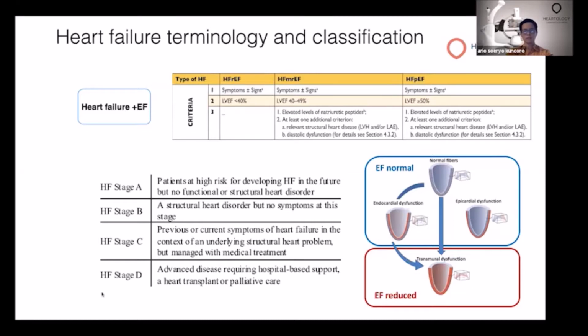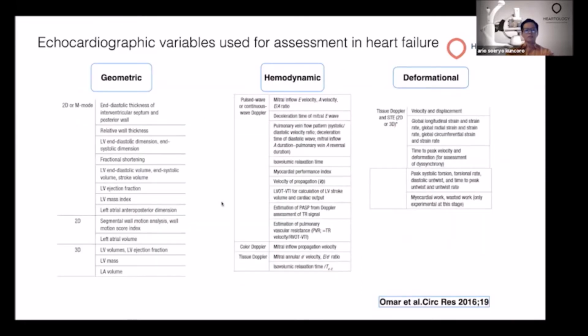And if we look at the grading or staging of heart failure based on the European society and the American society, they classify heart failure as A, B, C, and D, and those with structural disease with signs and symptoms of heart failure are considered stage C. Okay. So what are the parameters that the echo can provide us in the assessment of heart failure?